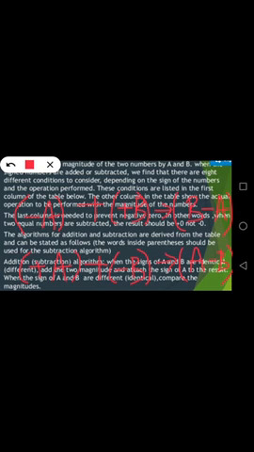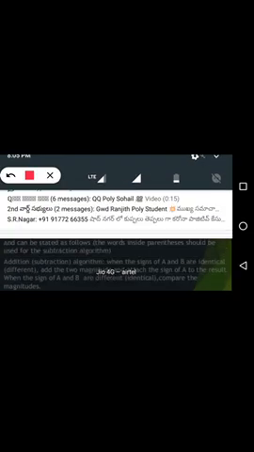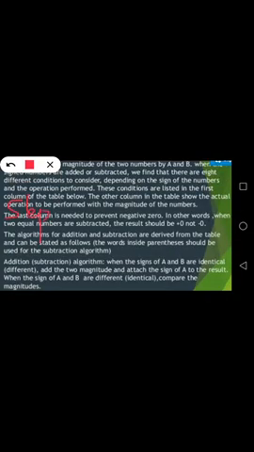What is the first step of the algorithm for addition? Verify the sign bits of A and B. If the sign bits of A and B are the same, both positive or both negative, then you have to perform addition, and the sign bit of the result depends upon the sign of A or B.